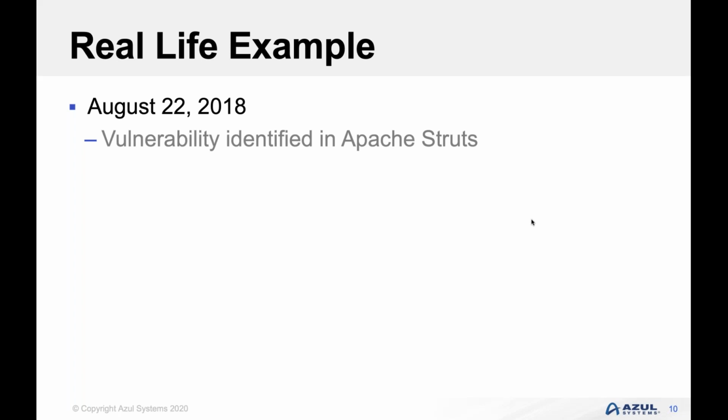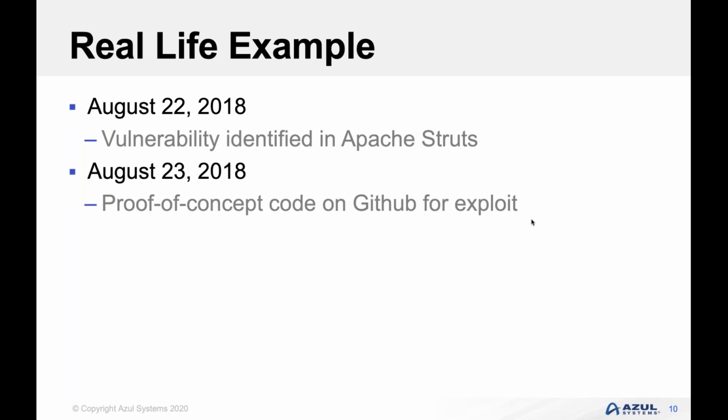A vulnerability was identified. We understand that, from time to time, these vulnerabilities do get identified and people find them, because it is very difficult to eliminate all of the possible problems in complex software. On August the 22nd, the vulnerability was identified. On August the 23rd, one day later, GitHub had a proof of concept code posted for how to use that vulnerability and an exploit that you could use to take advantage of it. So literally one day later, somebody posted some code on how to exploit it.